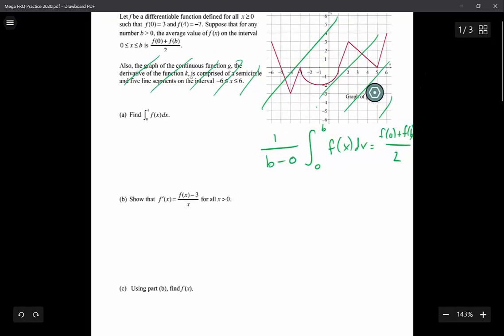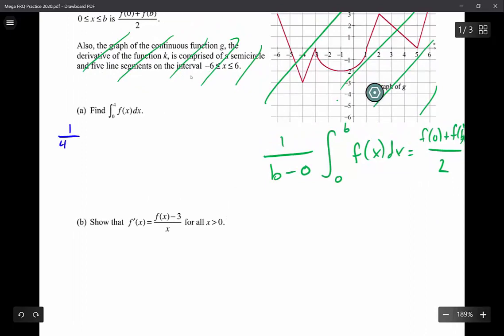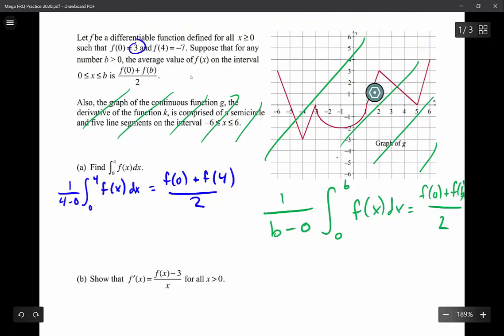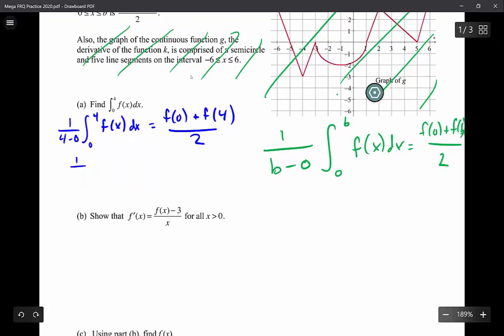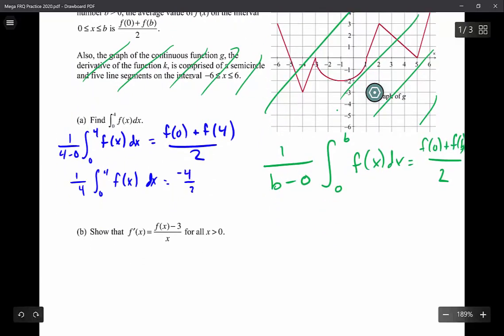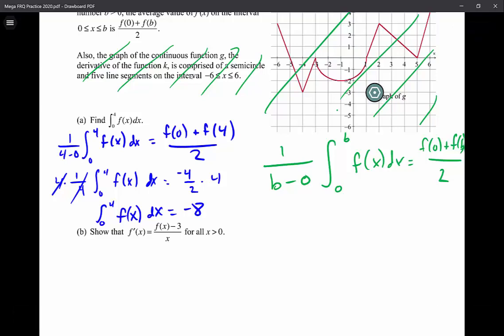So we're going to actually literally just have to say, okay, well, 1 over 4 minus 0 integral from 0 to 4 of f of x, because of the average value formula, would be equal to, right, f of 0 plus f of b, which in this case is 4, over 2. F of 0 was given, it was 3. F of 4 was given, it was negative 7. So this means 1 fourth integral from 0 to 4 of f of x dx equals 3 minus 7 is negative 4 over 2. Multiply 4 to both sides because we're trying to isolate for the integral because that's what we're solving for. So the integral from 0 to 4 of f of x dx would be negative 8. And that's kind of the start of this question.